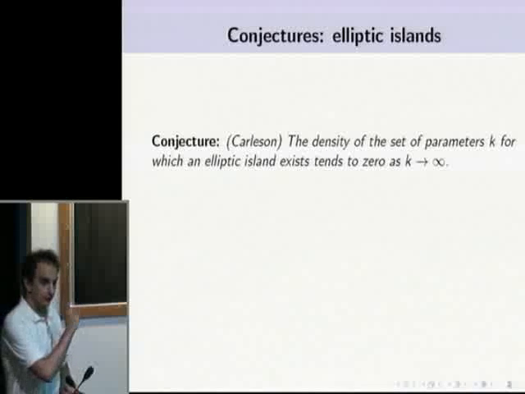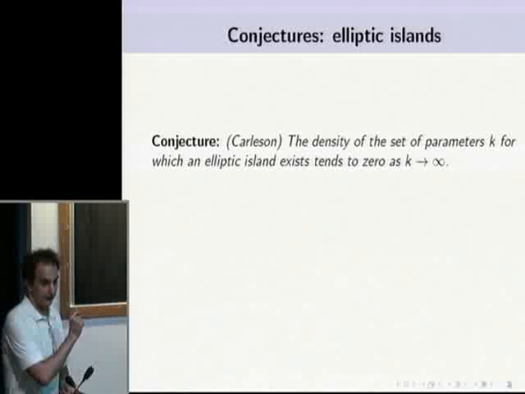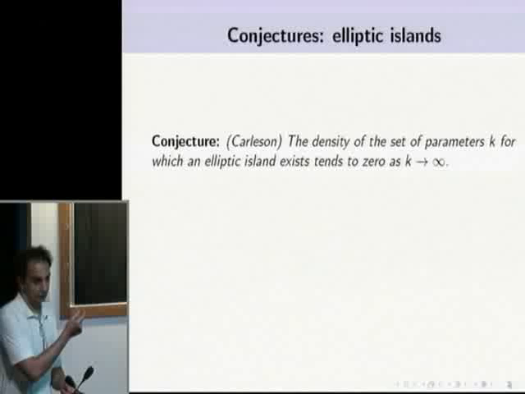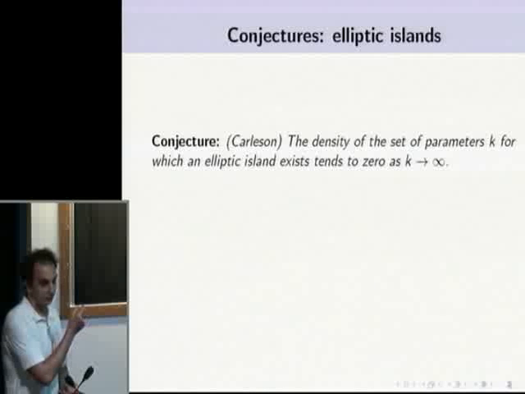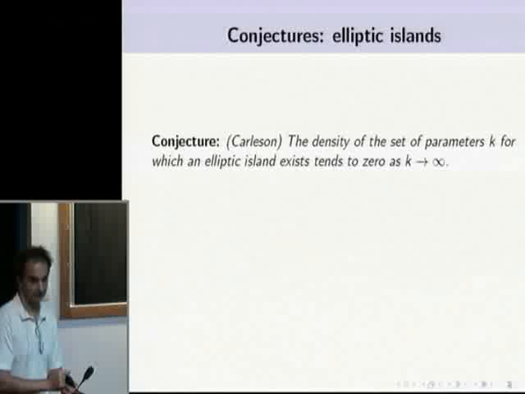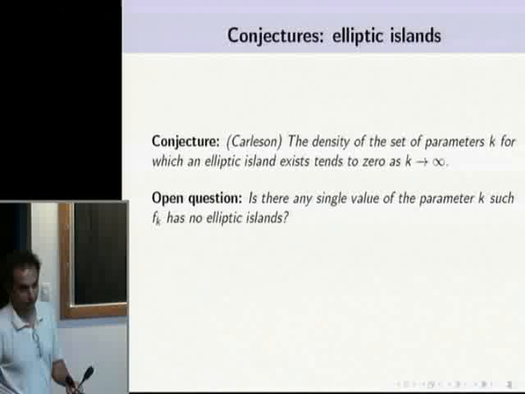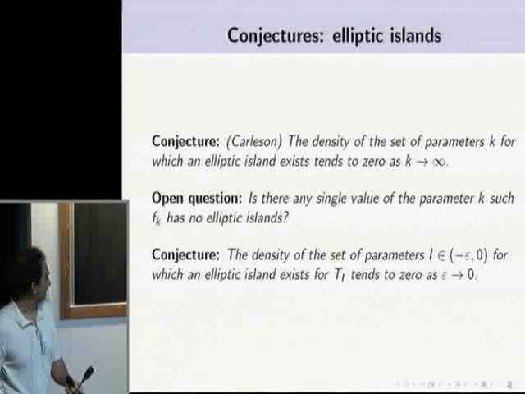Let's take the set of parameters where you don't have elliptic islands. Its complement is open and dense, but nevertheless the set can be of positive measure, and the conjecture is that not only is it of positive measure, but it has density 1 when the parameter tends to infinity. Once again, this is an open question, whether you can find at least one value of the parameter such that there are no elliptic islands. And exactly the same conjecture can certainly be formulated for the trace map.